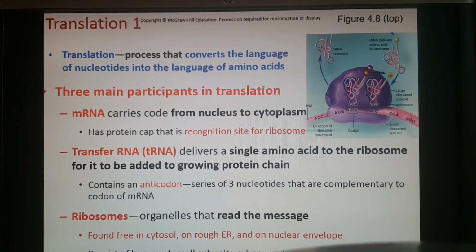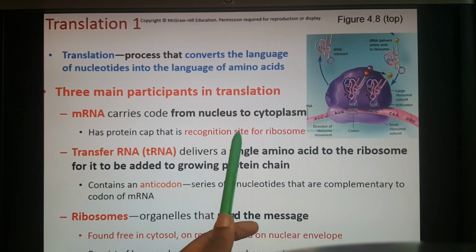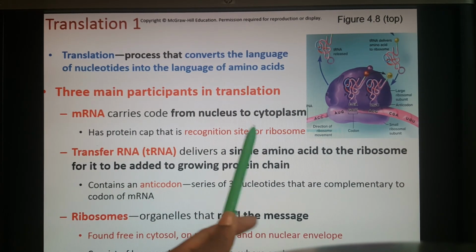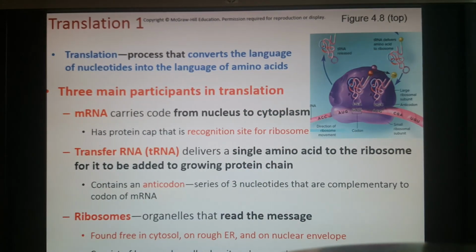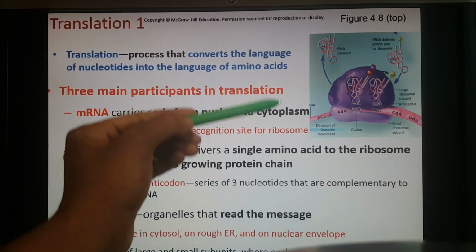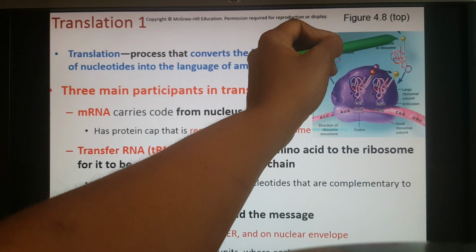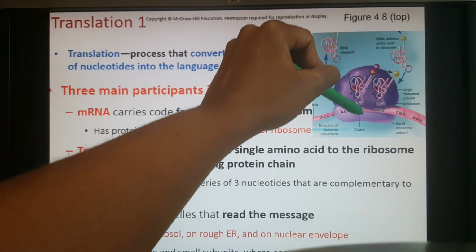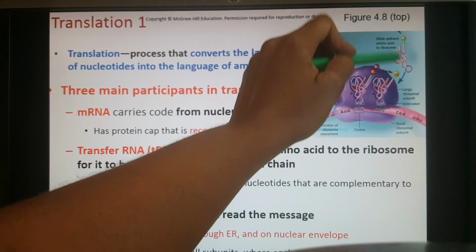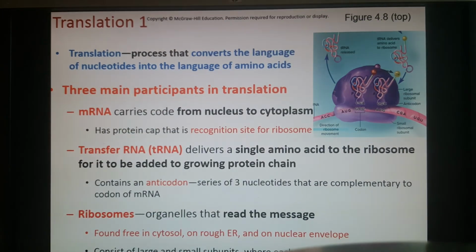Again, we have our mRNA, which is our copy of our gene, and it moves out of the nucleus and into the cytoplasm. There's a protein cap on it that is a recognition site for our ribosome. Here in the purple is our rRNA, our ribosomal RNA, and that's where the protein production is going to occur. Here, the little squiggly lines are our tRNA, which is going to bring the amino acid to this site and continue helping to build the protein chain. Once it gets rid of its amino acids, it gets released out.